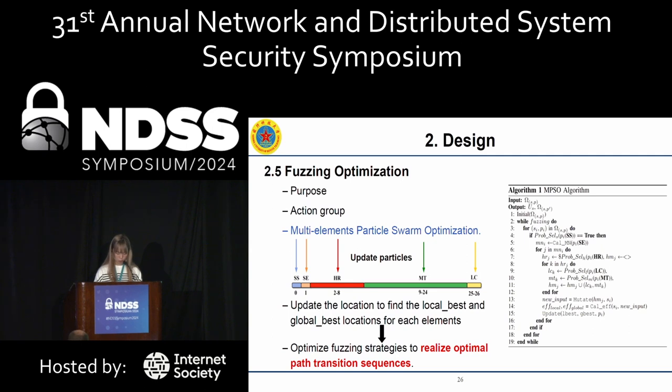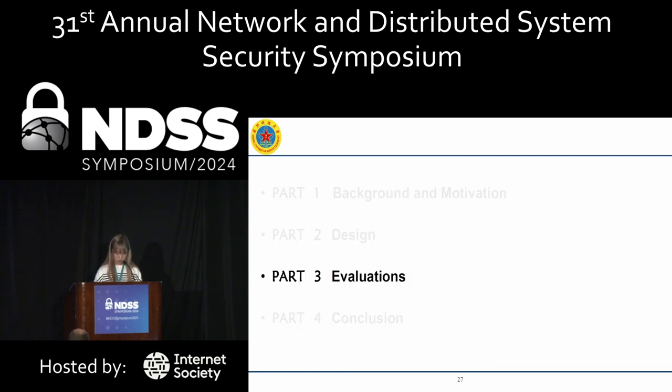Algorithm 1 shows the process of the MTSO algorithm. During the fuzzing process, MTSO updates the best location for each element and optimizes fuzzing strategies to realize optimal path transition sequences. The third part is evaluations.